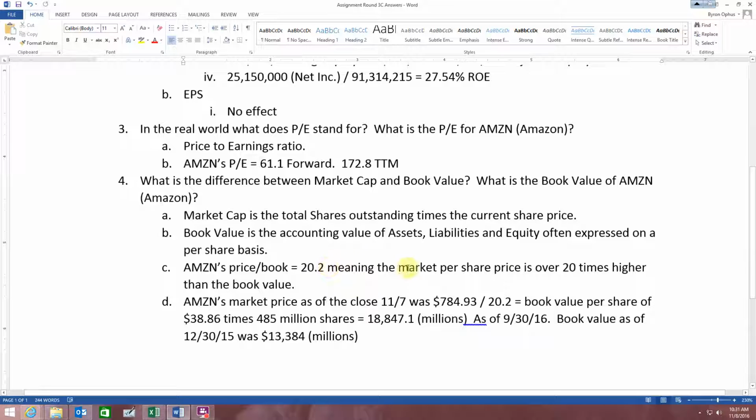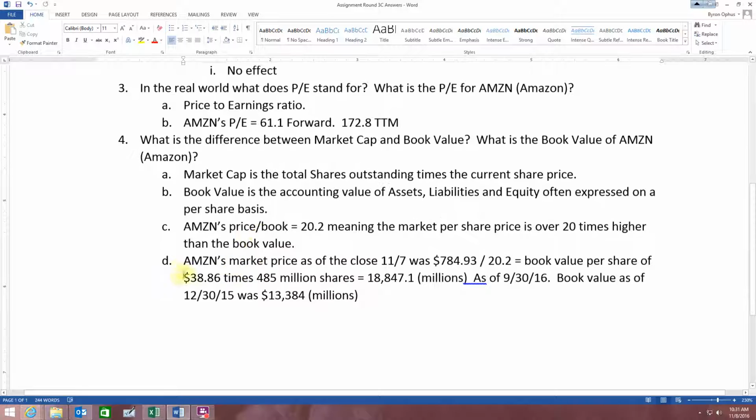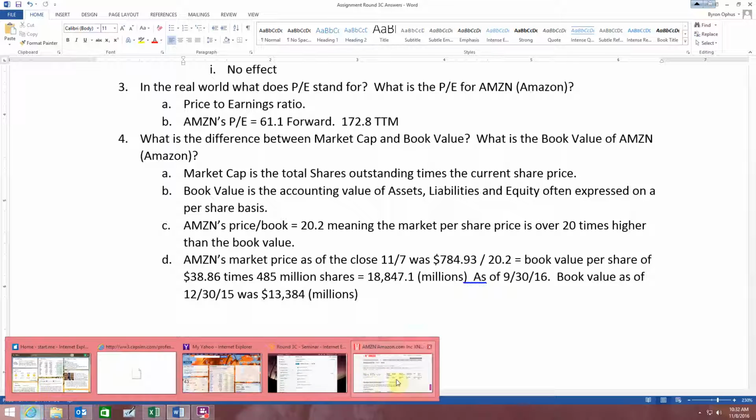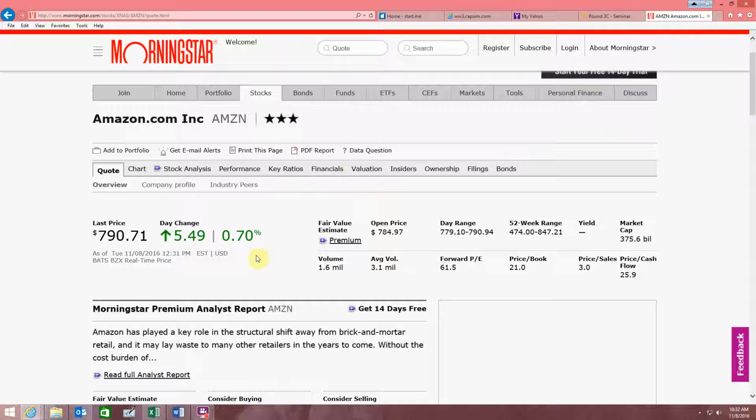Well, I had 20.2, meaning the market price per share is over 20 times higher than the book value, right? So Amazon's market price as of the close, and this 11.7 I put in there, divided by the 20.2 book value per share of 38.86 times 485 million shares equals 18,847,000. Now that's as of 9/30 of 16. The book value as of last year was 13,384,000. So when I was showing you that book value, going to the financials and looking at the balance sheet, that was at the end of last year.